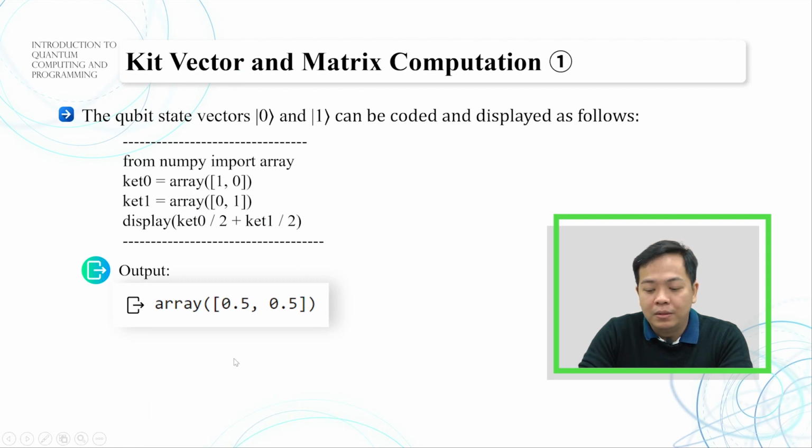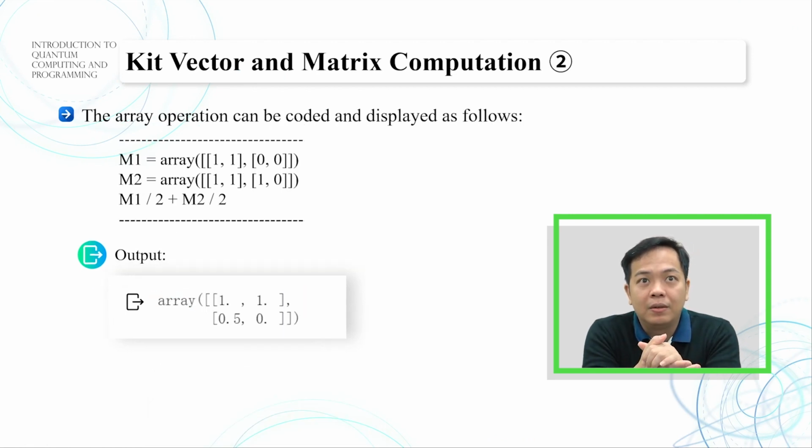We will try to add matrices. Add the two matrices together. If you look at the screen, we have matrix M1 and matrix M2, and each one is defined for a different qubit state. Now we can add the values M1 over 2 plus M2 over 2, and we can see what the result looks like.